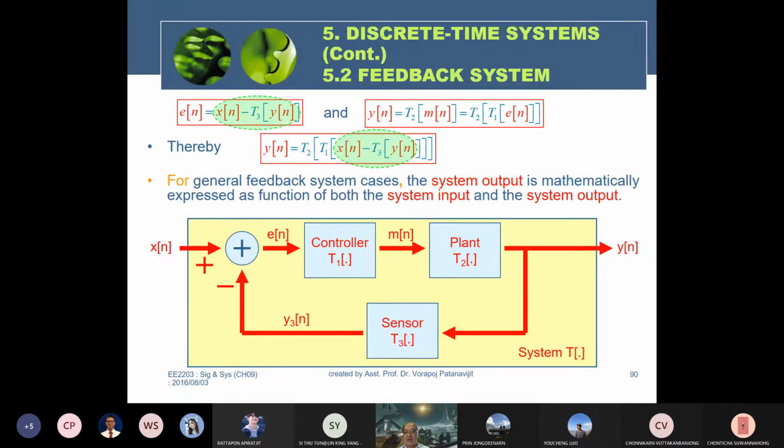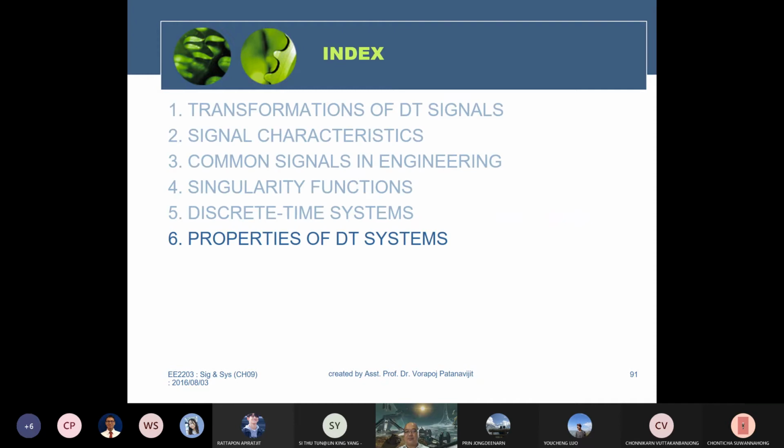For the overall system function, you write the error E in terms of X and in terms of the process. Substituting them gives you the feedback structure here. For the general feedback system case, the system output is mathematically expressed as a function of both the system input and the system output.